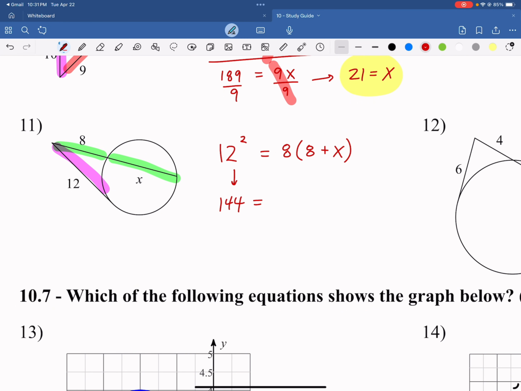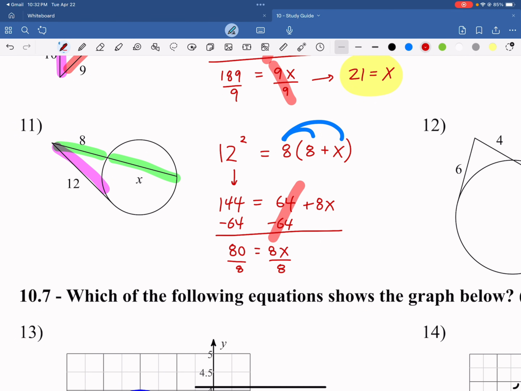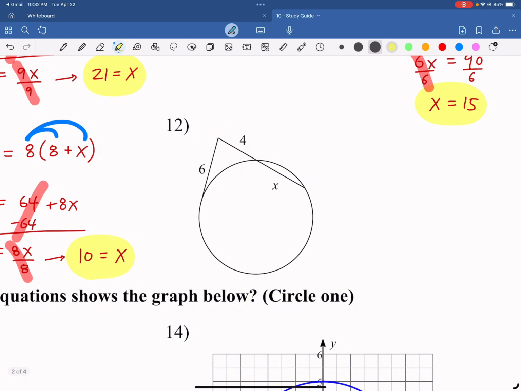That's 144. If you distribute these two, you're going to get 64. Distribute again, that's going to give you 8x. Subtract 64, subtract 64. These are going to cancel. You're going to end up with 80 equals 8x remaining. Well, that one's pretty simple, right? Just divide by 8, and then 10 equals x. Bob is your uncle. That's it.